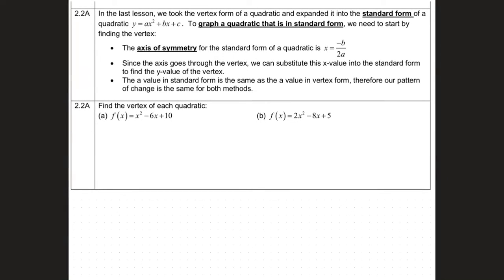Today we're moving on to lesson 2.2. We're going to break this up into a couple parts. We're talking about the standard form of a quadratic. Okay, here's our standard form. We talked about this before.